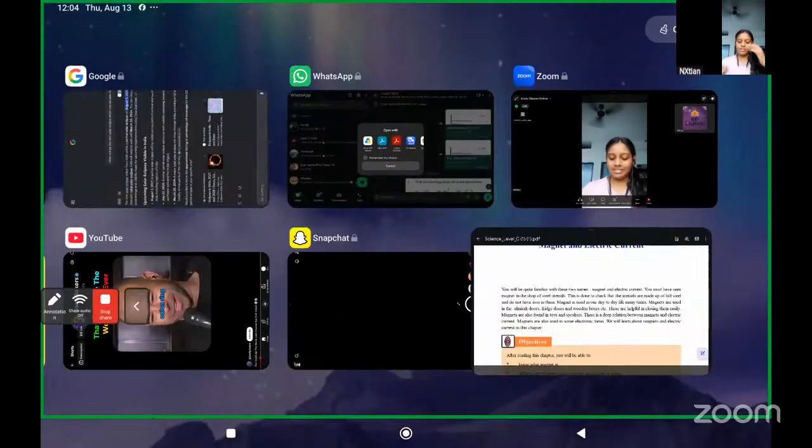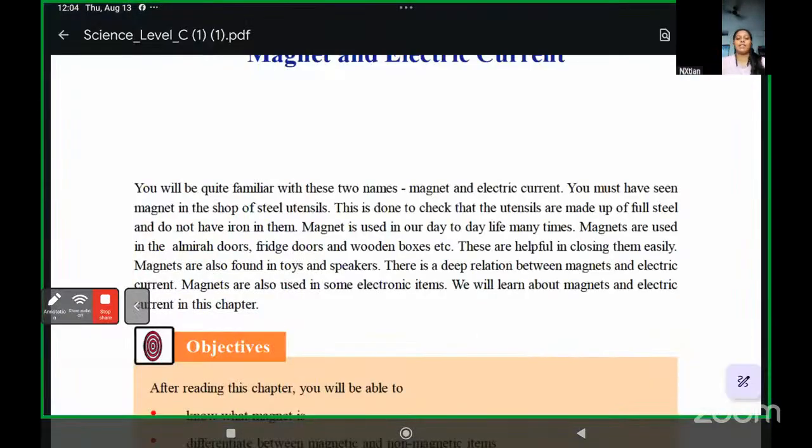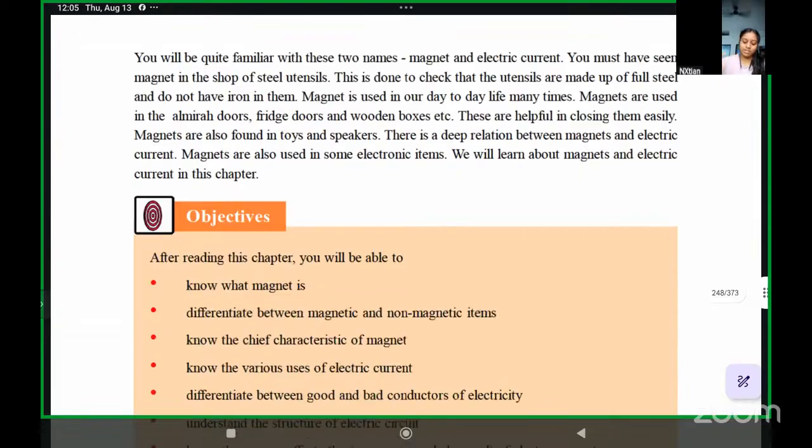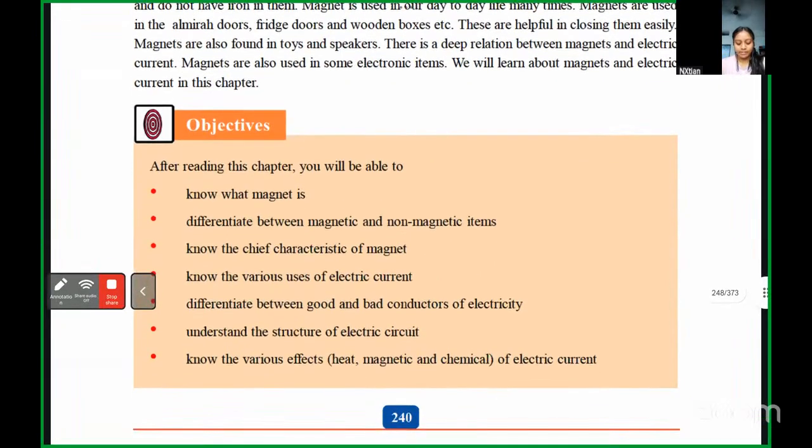Lesson 14, Magnets and Electric Currents. Now, in this chapter, this is a very interesting chapter about magnets. We will talk about magnets, we will talk about magnetic effect, we will talk about what is an electric current. What is an electric circuit? How to make an electric circuit? What are the different parts of an electric circuit? How current passes through an electric circuit? Those are the things that we will cover.